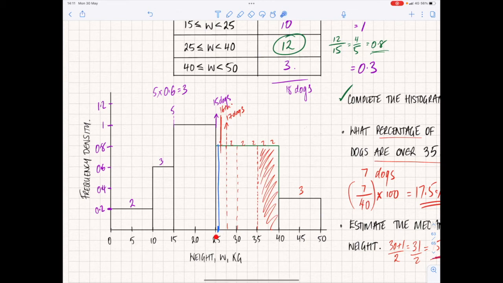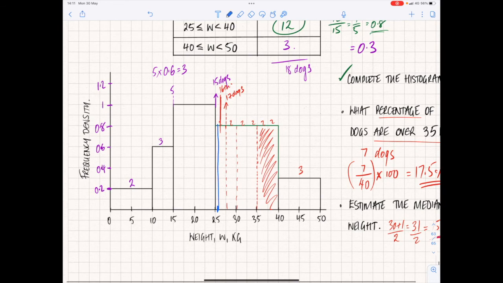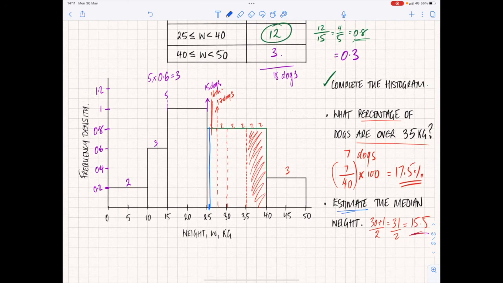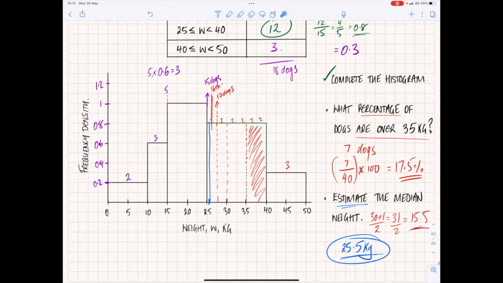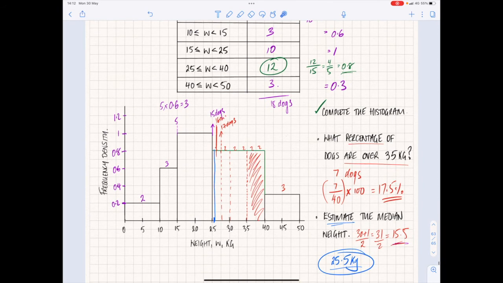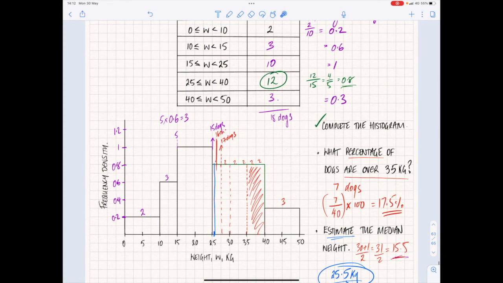Now, we look at the scale. That's 25. That's 30, so that would be 27.5. We're looking, that's probably around about 25.5. If we break it down into each section, it says estimate, so we can have a range of answers. So what we can say is the median weight for the dogs here is 25.5. And what I've done is gone to the 15.5 piece of information there. It's just over 25 and probably just below 26. Okay, so that's your histograms, working forwards, working backwards, finding medians, finding percentages. Make sure you're happy with all that information.